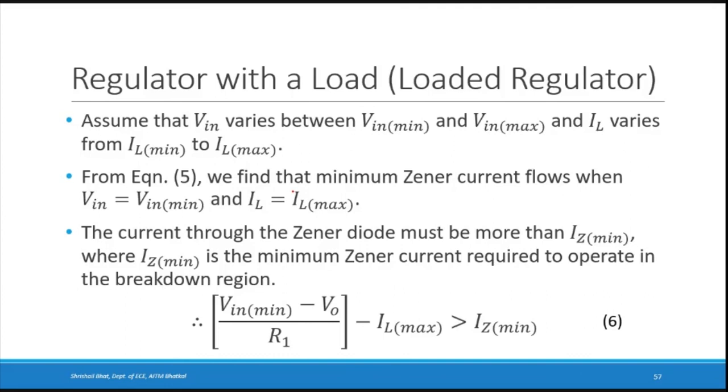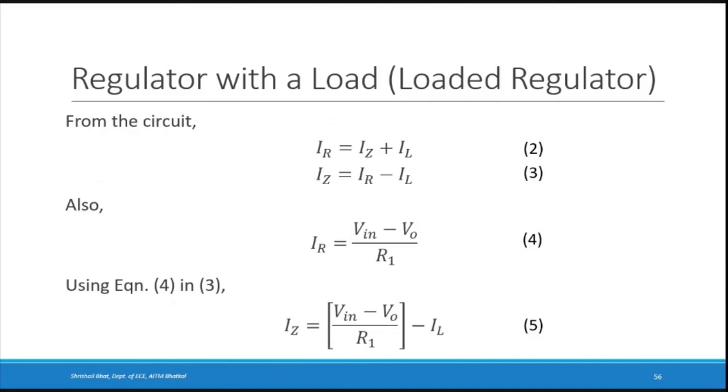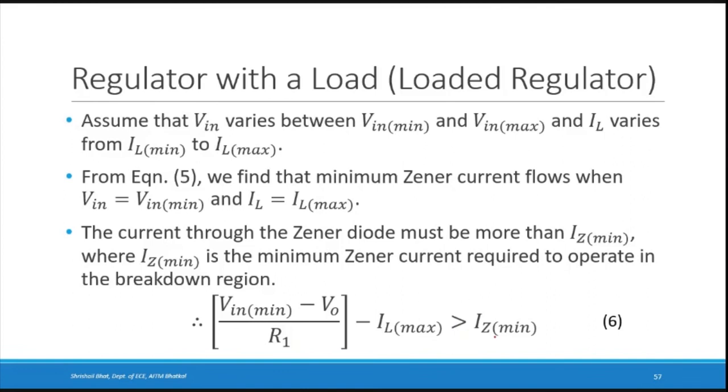That means the current through the Zener diode must be more than that minimum value Iz min, where Iz min is the minimum Zener current required to keep the diode in its breakdown region. So this is that expression: Vin min minus V0 divided by R1 minus IL max. This value has to be greater than Iz min. So this is the expression we have: Vin min minus V0 divided by R1 minus IL max should be greater than Iz min.